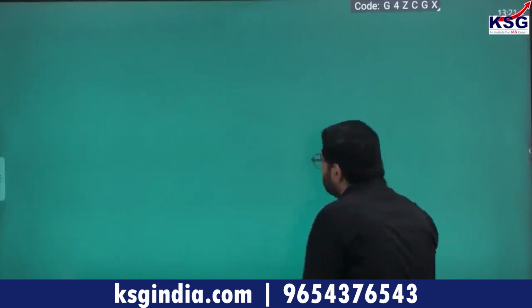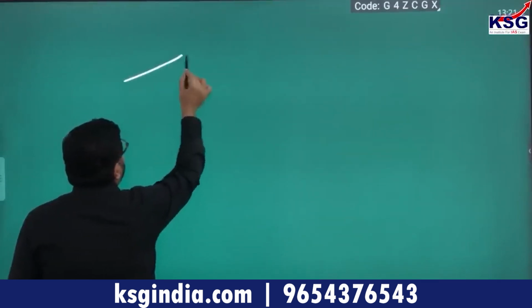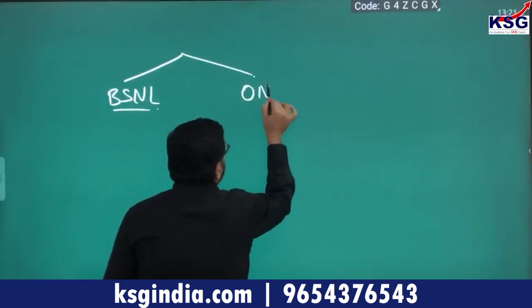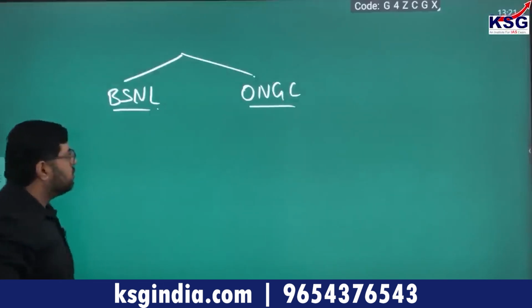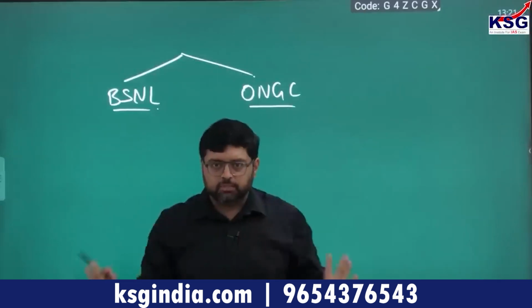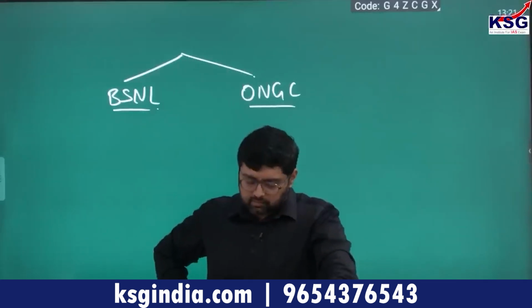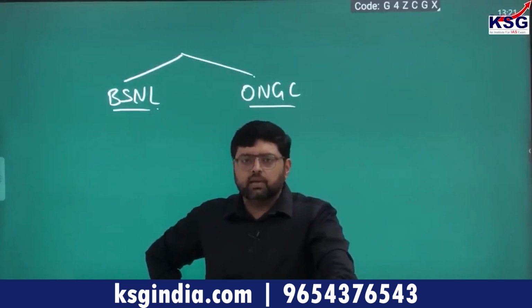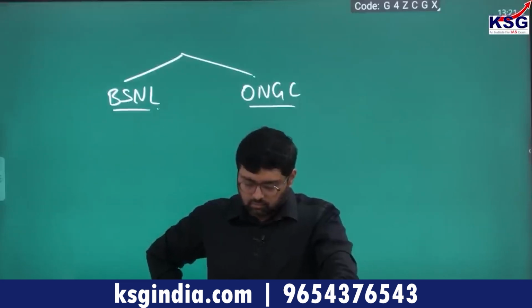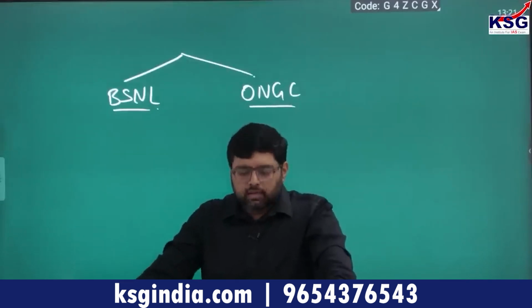So ultimately it is revenue expenditure, number one. Number two, you can understand it in this way also. On one side BSNL is there, on the other side ONGC is there, and both are PSUs. Which of the following is revenue expenditure and which is capital expenditure? I want to clear your concepts because questions come on concepts. Tell me, this is the basic.